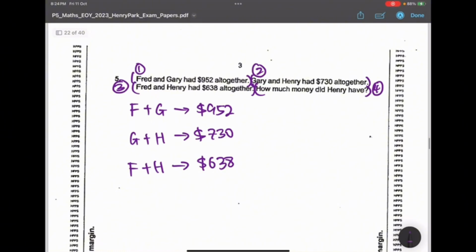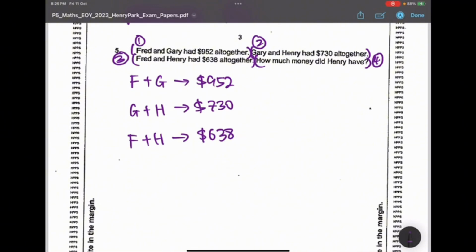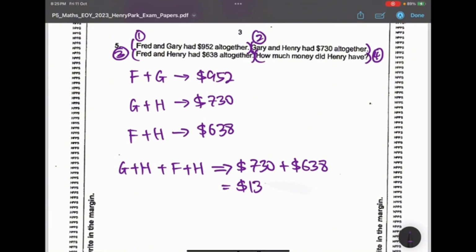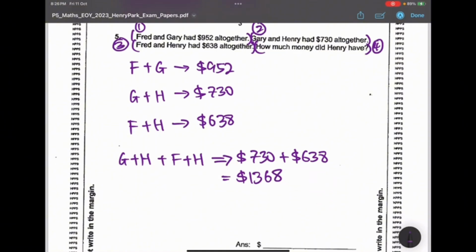Alright, right here I immediately know that this is a whole number repeated identity question. Alright, knowing that I am looking for Henry, what I want to do is to add Gary and Henry together with Fred and Henry. So now if I were to add the two together, it will look something like this. Gary plus Henry plus Fred plus Henry equals to $730 plus $638, and that would give me $1,368. If you look at this, you actually realize that this $1,368 is actually Fred plus Gary plus 2 Henrys.